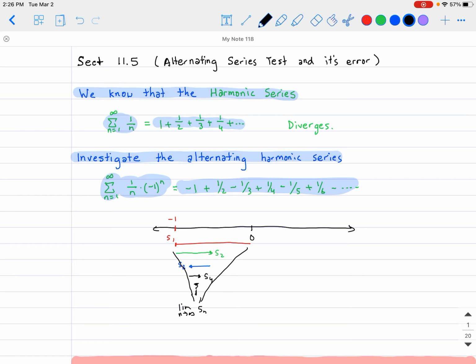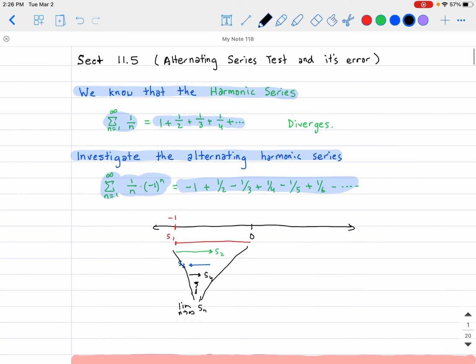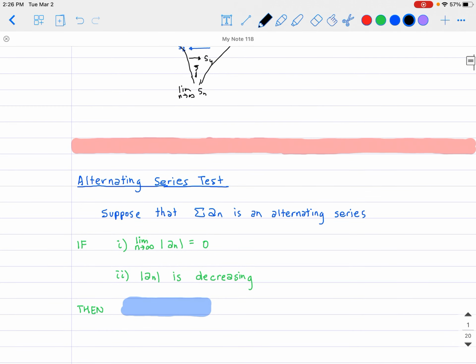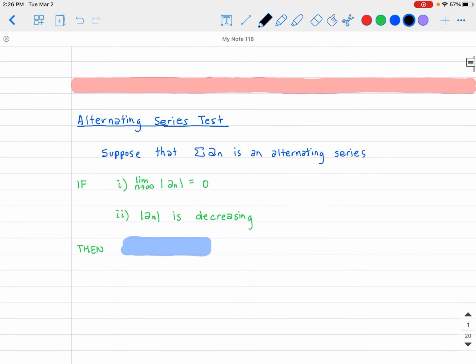The conditions of using this test are the following. Whenever you use the alternating series test, suppose that we have a summation of a sequence, so this is an alternating series. By the way, this alternating series requirement is very specific. You have to make sure that it goes from positive to negative to positive to negative and so forth. You can't have something like -7 and then +5, +2, +1, and then -7 and so on.